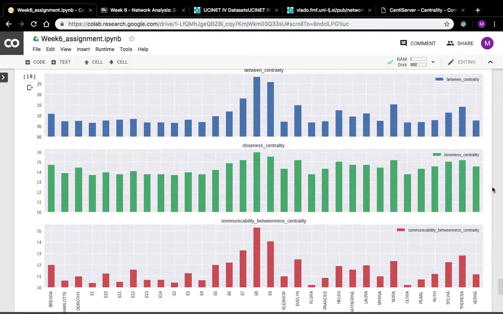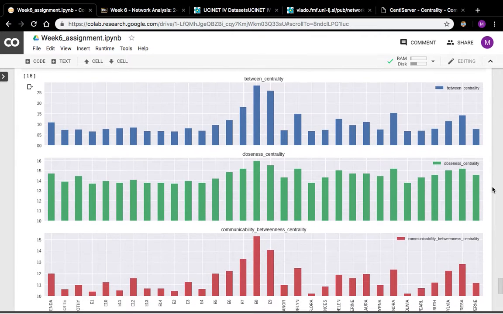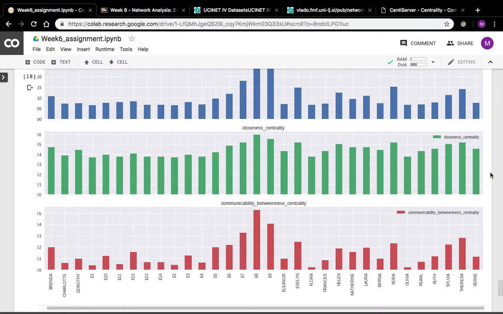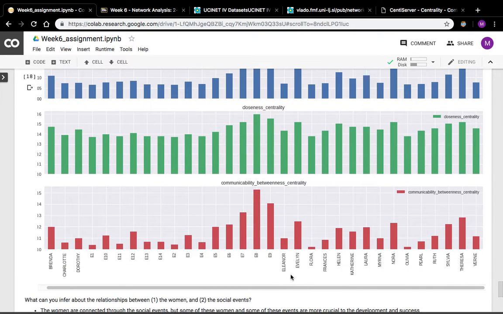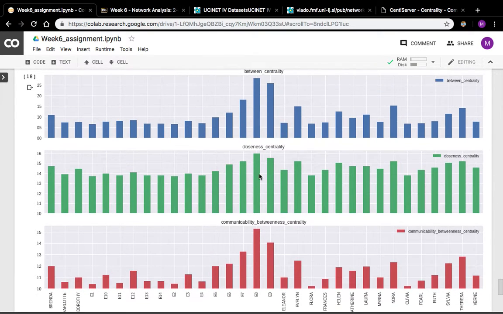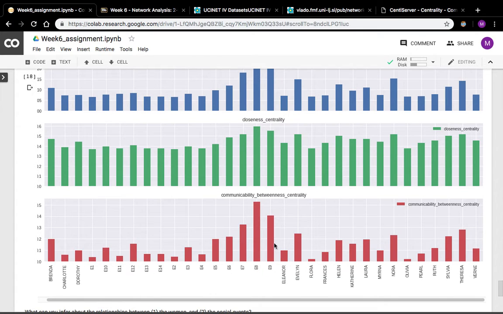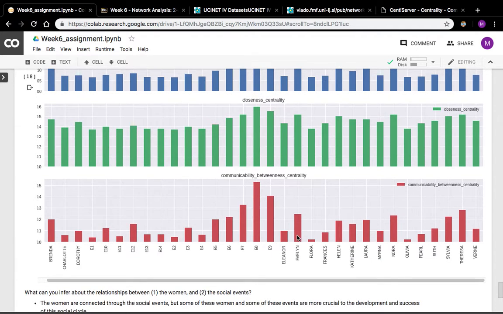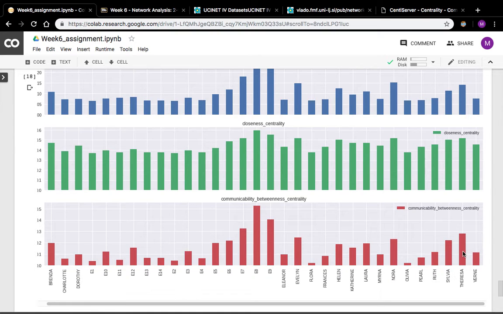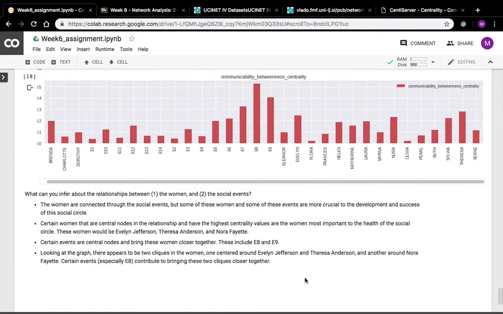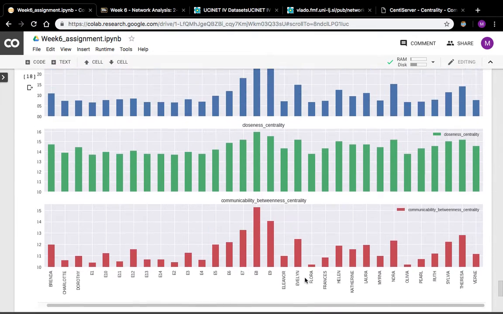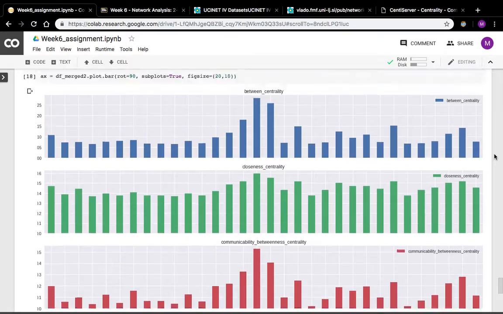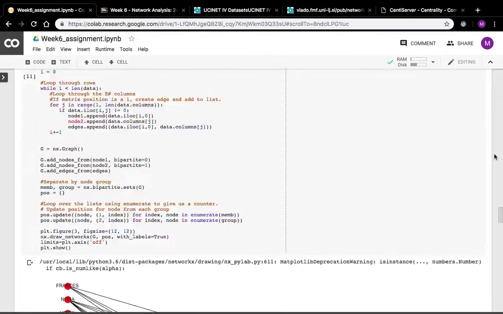We graphed it to see very clearly which women or which events were really central to the health of this social network. The ones that really speak out to me, like we were talking about before, are event 8 and event 9. I also see Evelyn, Nora, and Teresa here as well. Those are the women that seem to be most important to the health of the social circle, and those were the events that were most useful to the circle and really brought them together.